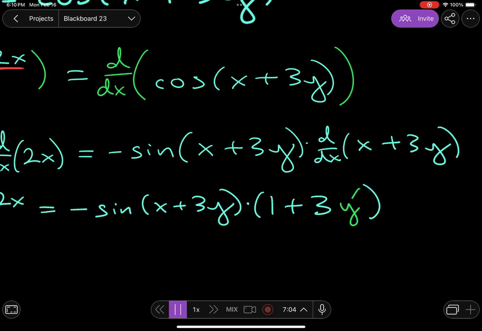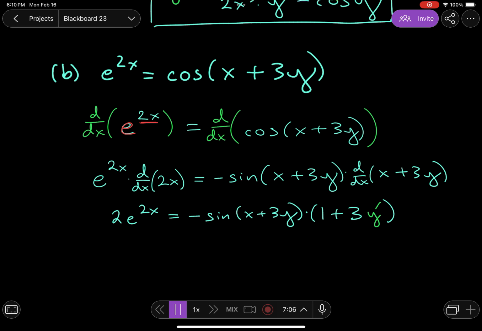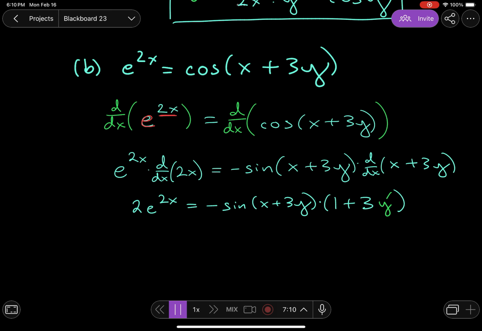All right, my goal is to isolate y prime. Here's what I would do. What is the best way to do this? I would distribute this sine of x plus 3y. Probably the best way. I mean, we're going to have complex fractions either way. Or we can just divide both sides. I'm going to do it like this, because then we would have to find common denominators at the end anyways.